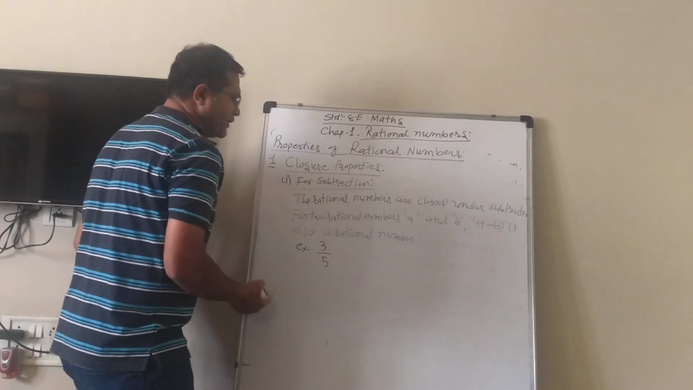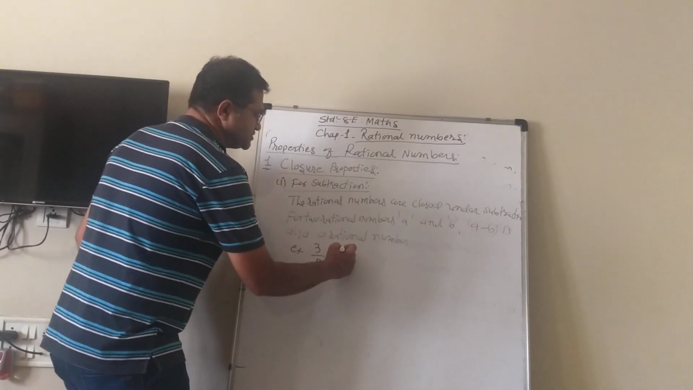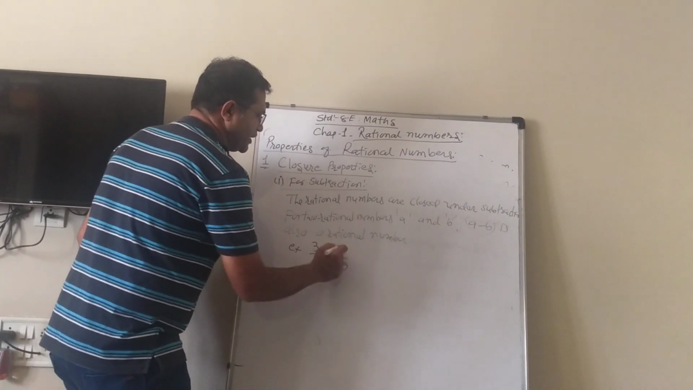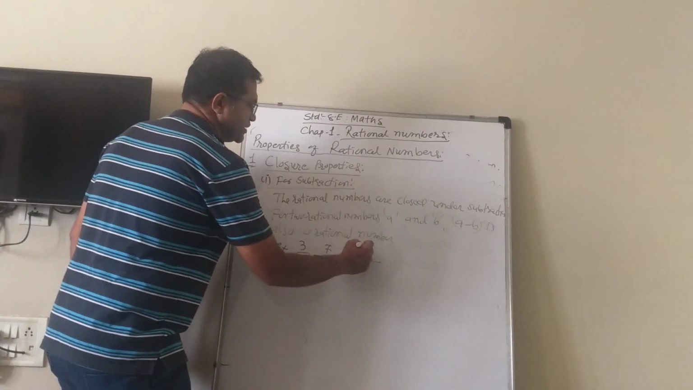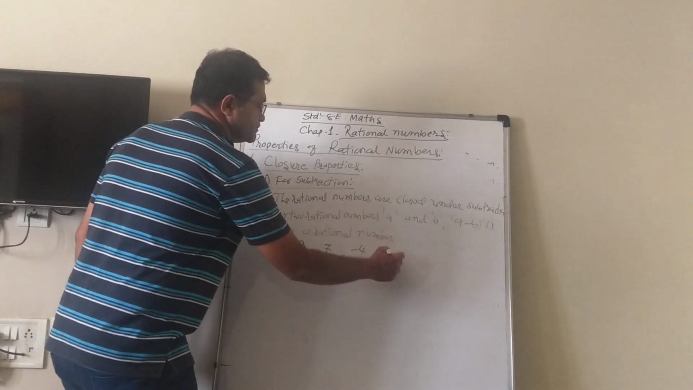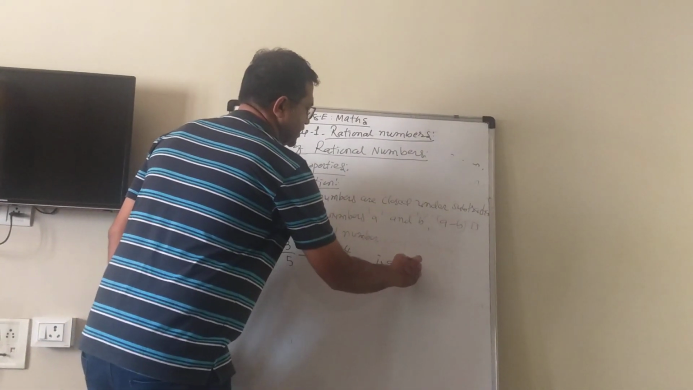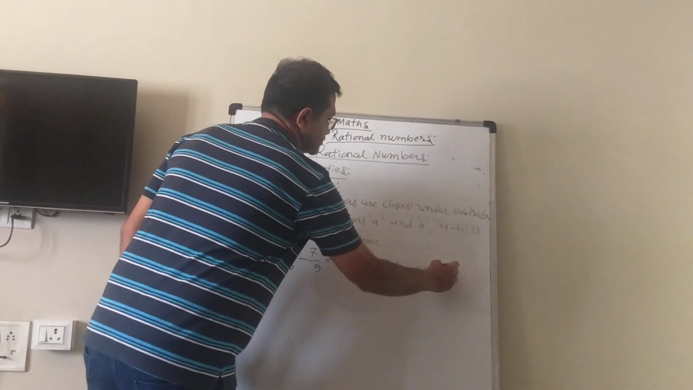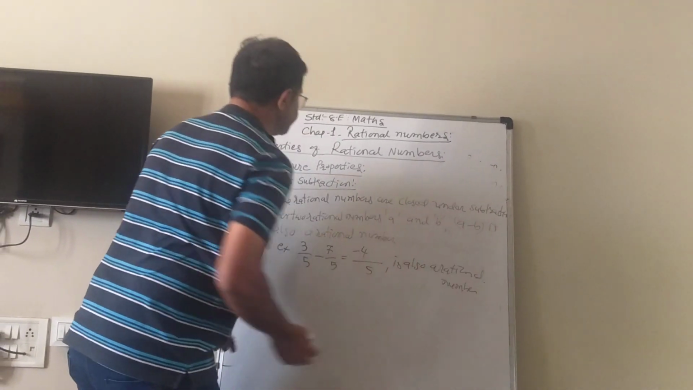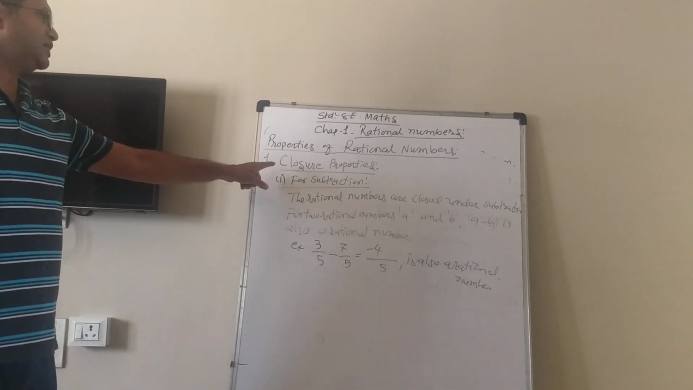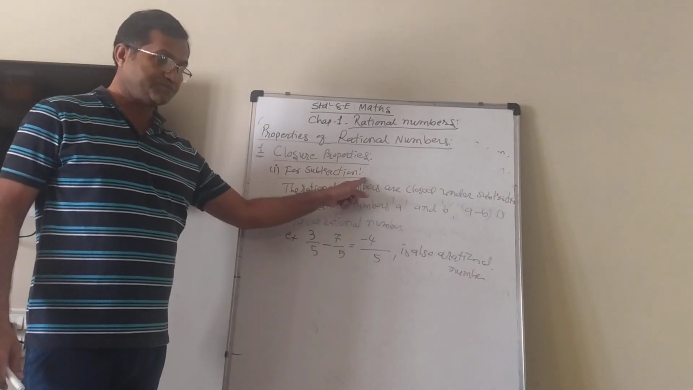Suppose 3 upon 5 and minus 7 upon 5. We can see that 3 minus 7 is minus 4 upon 5, which is also a rational number. So we can see that the closure property is true for subtraction also.